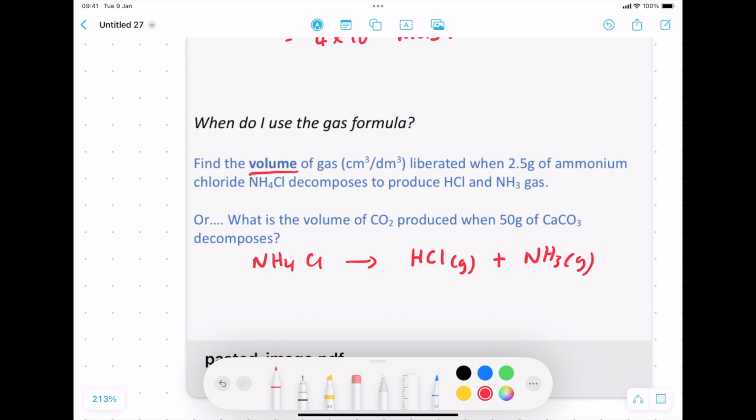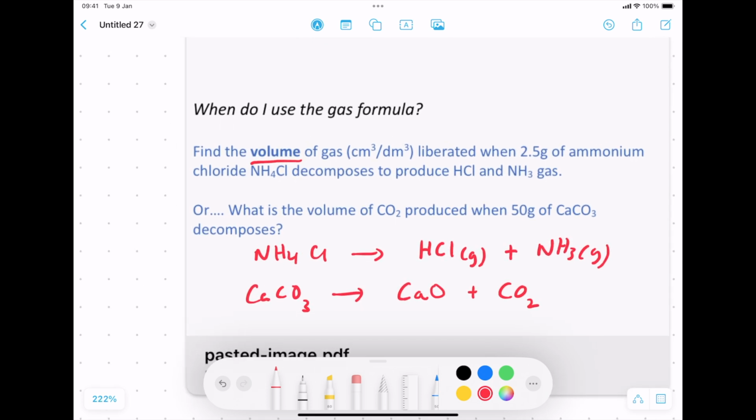And then calcium carbonate decomposition, that's CaCO3. You blast it with a Bunsen burner and it decomposes and you get the calcium oxide being produced, and carbon dioxide comes off as an effervescence. So let's try this second one. We've got 50 grams of calcium carbonate. And how do we work out the volume of CO2 being produced?